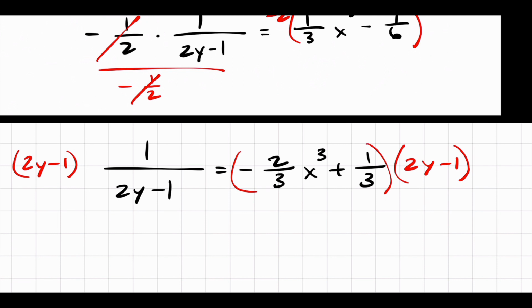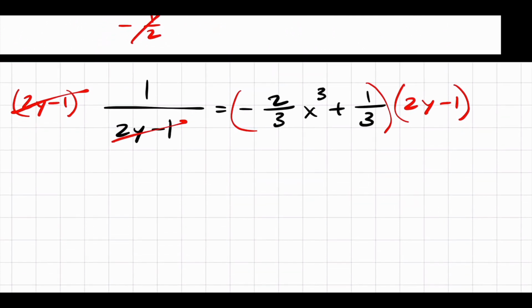So if I want to get something on top, I multiply by it. So I'm going to multiply both sides by 2y. So now the y moves to the other side. And I just get a 1 over here. So I get 2y minus 1 times negative 2/3 x to the third power plus 1/3.